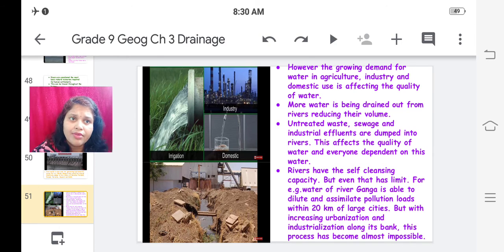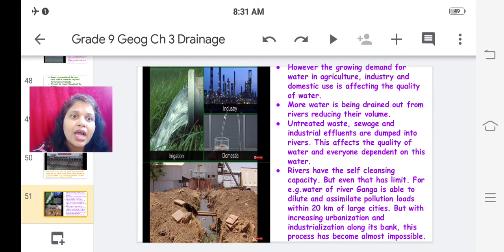However, the growing demand for water in agriculture, industry and domestic use is affecting the quality of water. We are excessively using river water, which is affecting it. In what ways are we using it? In industries, in agriculture, for domestic use, for everything we need water, and for that we are using it and we are affecting its quality. More water is being drained out from rivers, reducing its volume. We are reducing the volume of the river water by excessive use.